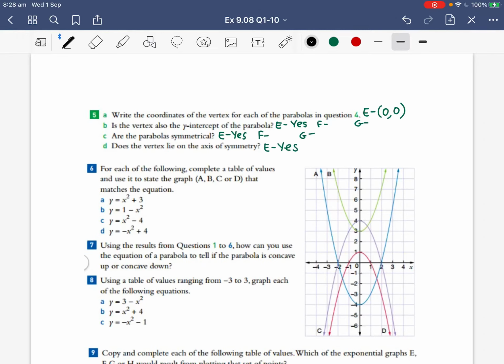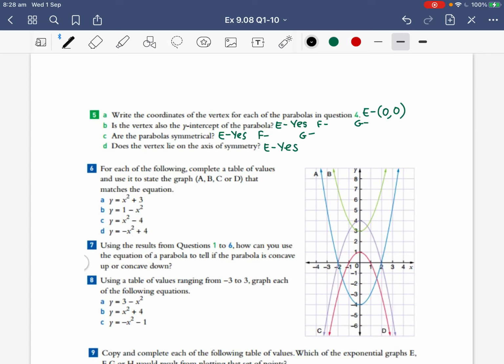Exercise 9.0.8, we're going to look at questions 6 to 8 now. Question 6 says, for each of the following, complete a table of values and use it to state the graph A, B, C, or D that matches the equation. So I'll do A, and then you can do B, C, and D yourselves.